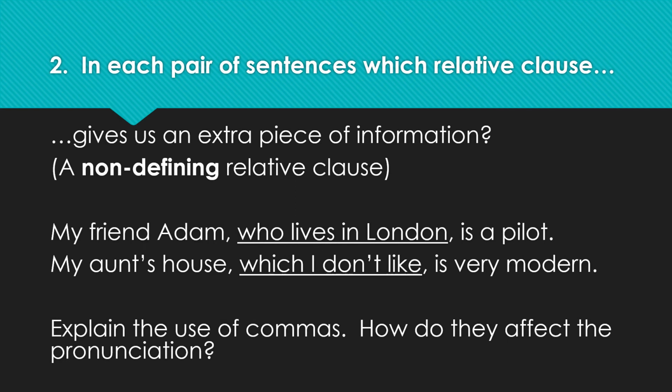Now, explain the use of commas. How do they affect the pronunciation? Listen to the sentences again. My friend Adam, who lives in London, is a pilot. My aunt's house, which I don't like, is very modern. So when we are writing sentences that have non-defining relative clauses, we write a comma before the beginning of that non-defining relative clause, and if there is more to the sentence, then we also put a comma at the end, right?